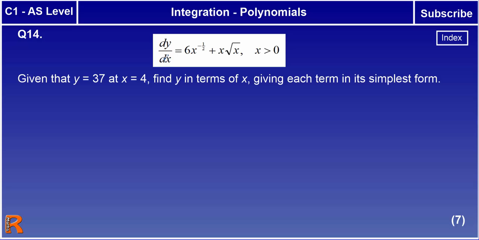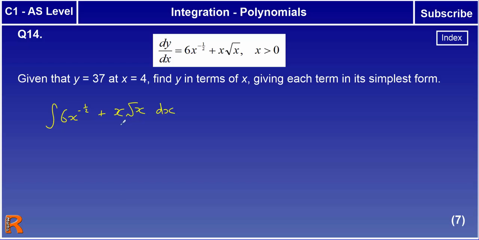So we've got dy by dx. This x greater than 0 is not important, it's just because of this square root. Can't have any values less than 0, otherwise that's undefined. So we've got to integrate this function, 6x to the minus a half plus x root x. I'll show you that again in case you hadn't looked at the rest of the videos.